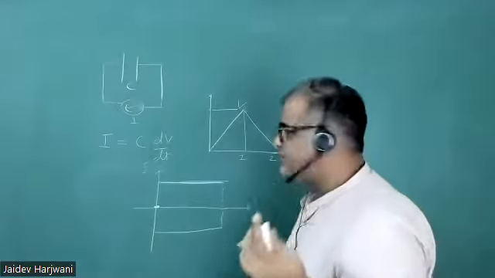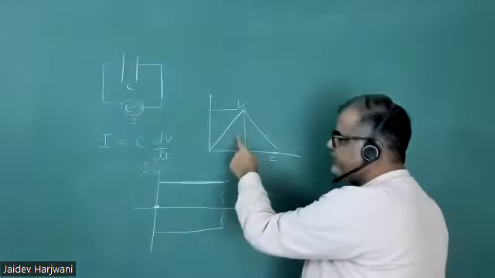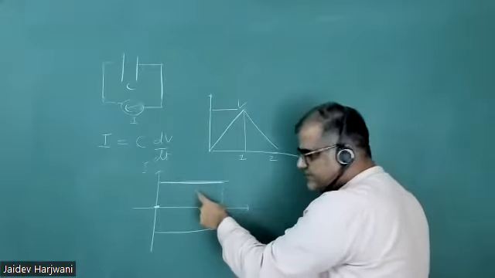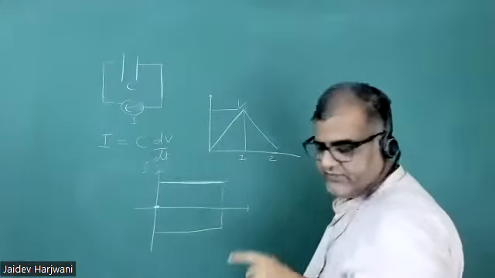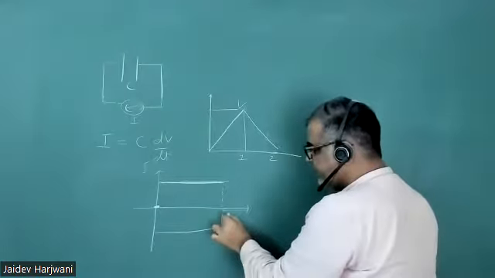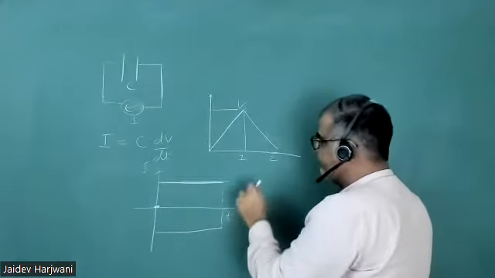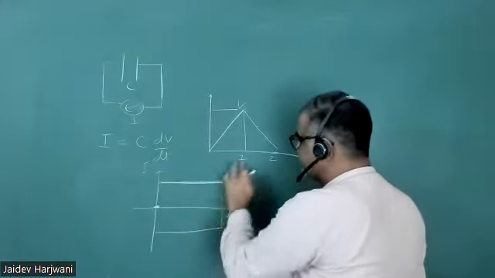So there are two things. If you apply this kind of ramp, you get this current. If you apply fixed current, you get this kind of graph. Clear? With time, if you get this kind of graph, suppose this is 1 second.